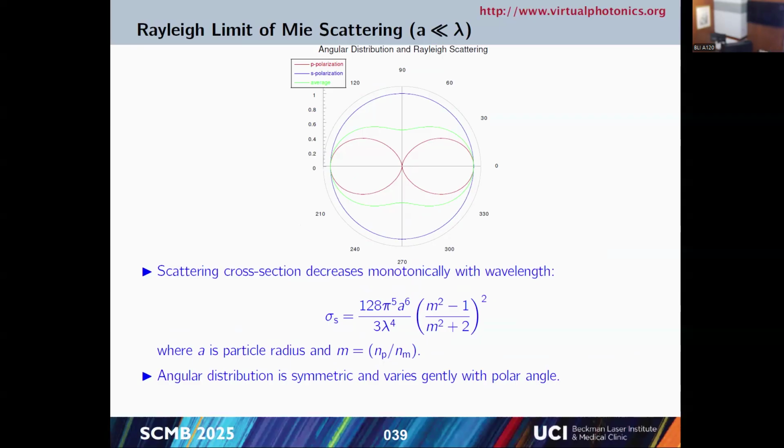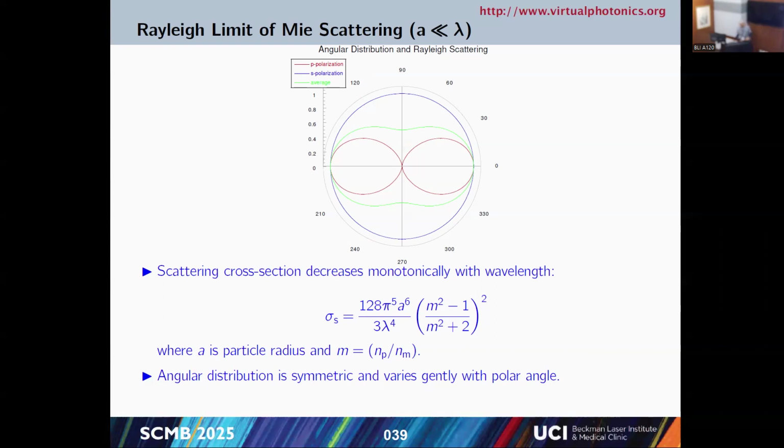But essentially, for parallel polarization, you get this lobed structure, equal amounts of light going forward and backward, but you have some angular variation. And if you have perpendicular polarization, it's actually completely isotropic. And this green is basically, if you have unpolarized light, you have equal amounts of parallel and perpendicular polarization, you get that distribution. Okay.